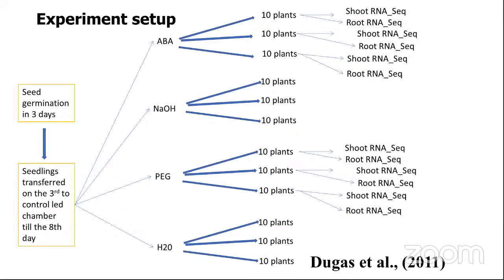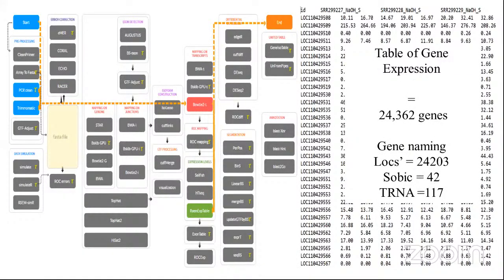So I performed an analysis. Basically, the analysis that I've conducted up to now is more of an exploratory kind of analysis. I did gene expression analysis where the transcripts were mapped using Bolti-2T, and from the expression analysis I obtained over 24,000 genes, and these were designated as LOX, SOBIC, and then tRNA, as I've summarized on the slide.